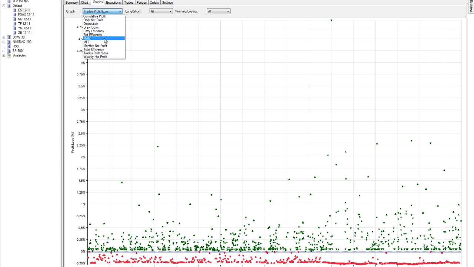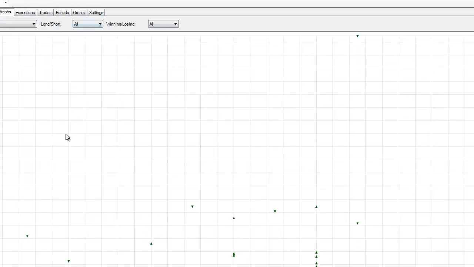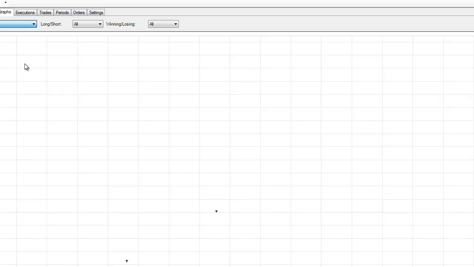You can see here too, I'm going to go back to max adverse excursion. Let me regenerate this real quick. You can see exactly where, when you have more data points, you can kind of see where you can isolate some red and some green and get some really good insights into your strategies.